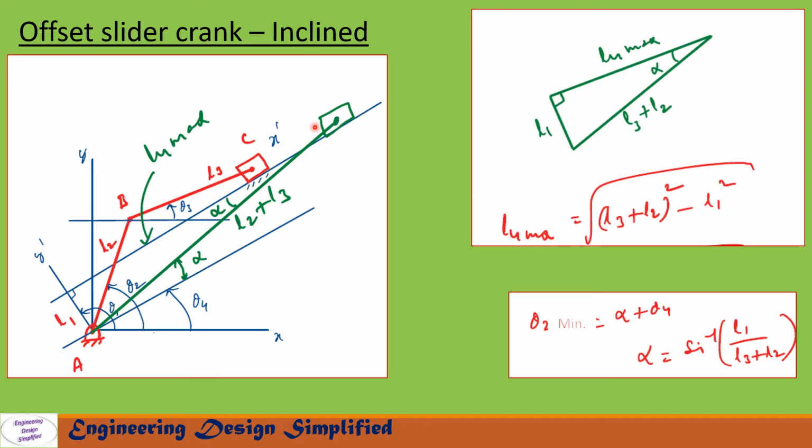Now let us find the maximum position of the slider, that is the farthermost point of the slider. This condition will occur when L2 and L3 come in the same line. So this length will be L2 plus L3.